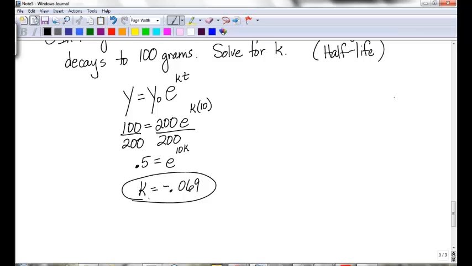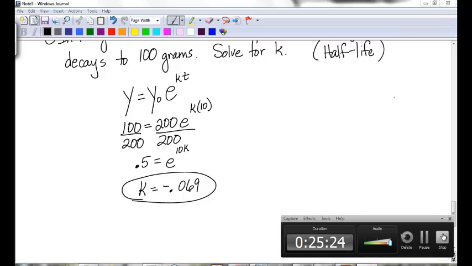Natural log of 0.5 and then set the exponents equal. Okay? Did the first way. And I don't care which method you do. But you should get a negative 0.069, and that's the decay constant. Okay? That's a little bit about E.